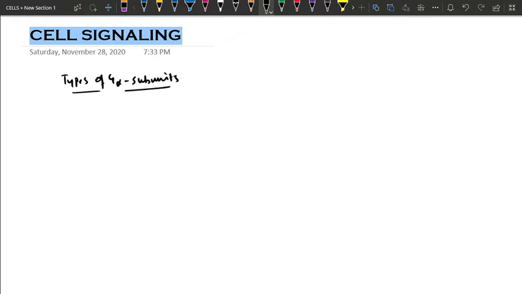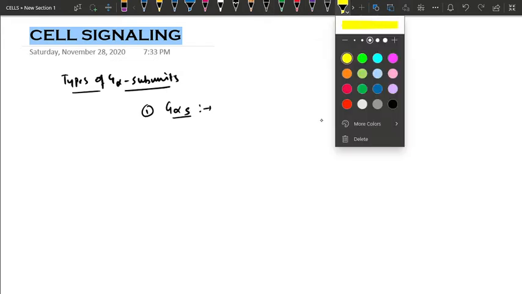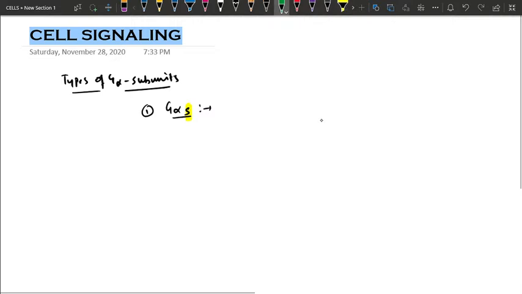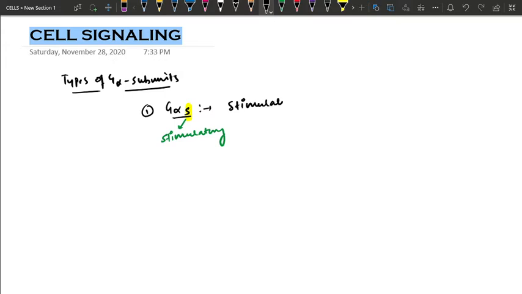Types of G alpha subunits. So first of all, the first type will be the G alpha S. The first type of the subunit will be the G alpha S, and S stands for stimulatory. This G alpha S actually stimulates the adenylyl cyclase enzyme. This enzyme is actually membrane bound.